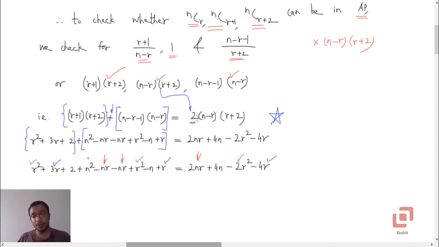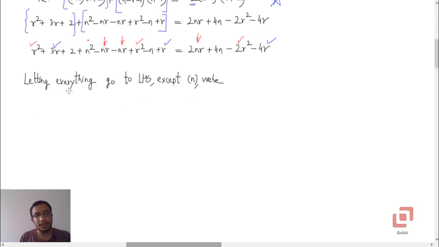Okay, and now begins perhaps the most important part, and that is simplifying this whole equation so that we can make some sense out of that. To do that, this is what I have done. I have let each and every term go to the left hand side except the term n.